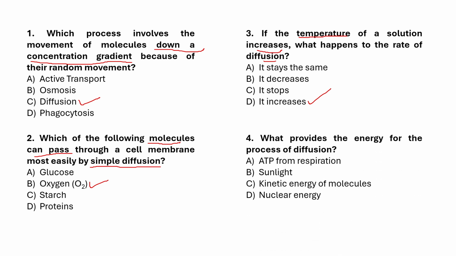The fourth question is, what provides the energy for the process of diffusion? That means if there is a process of diffusion, how does that happen? The answer is C, that is kinetic energy of molecules, because unlike active transport that requires ATP, diffusion is a passive transport. It relies entirely on the natural kinetic energy that all atoms and molecules possess.